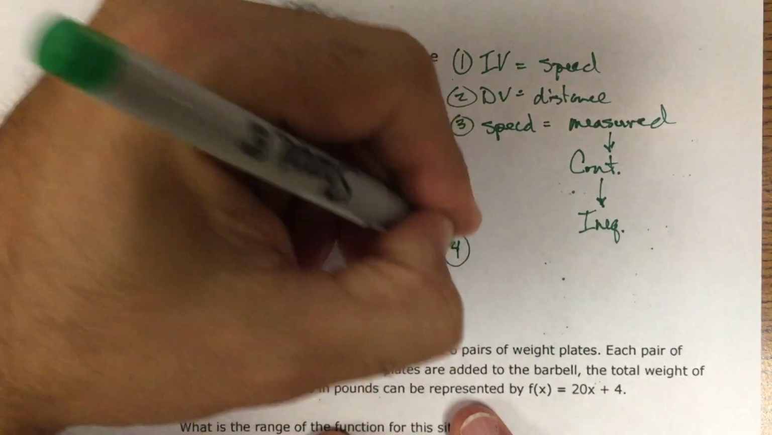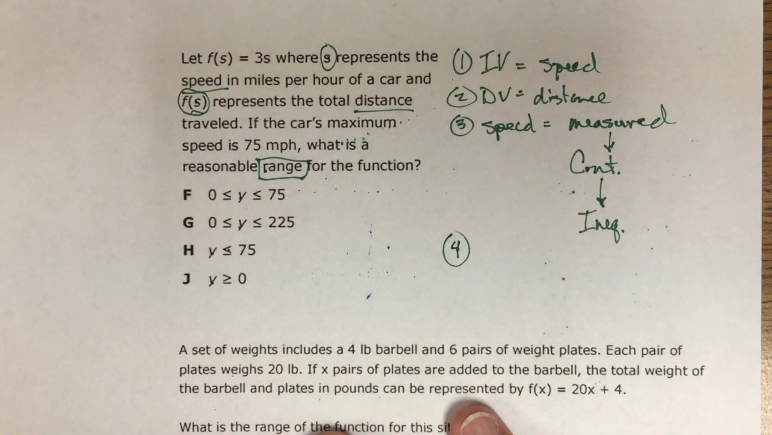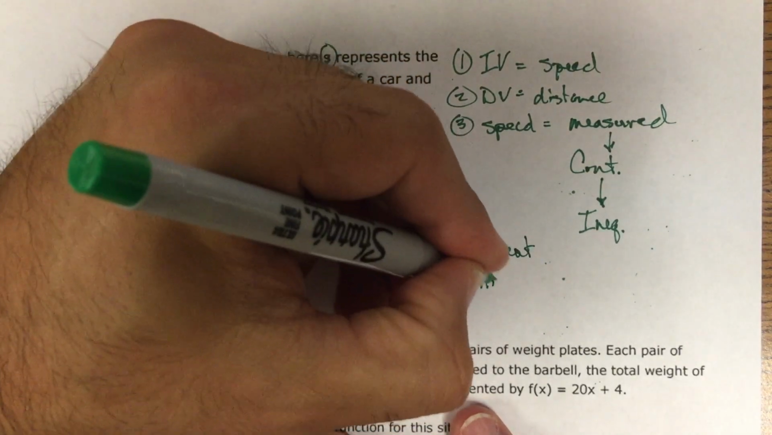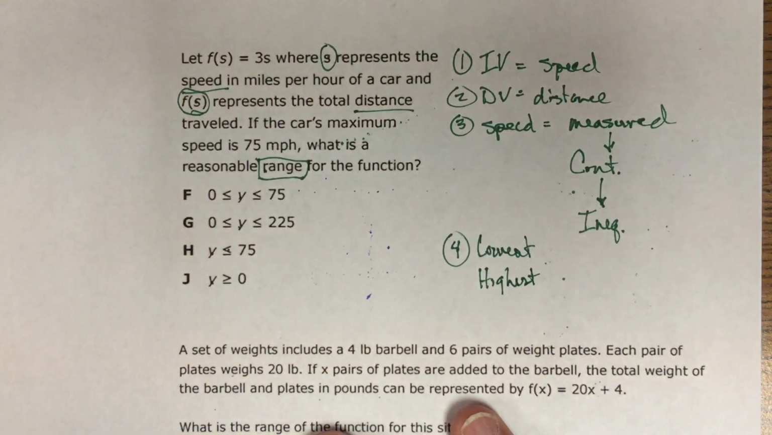Now the 4th step is what numbers make sense. What's the lowest number that makes sense, and what's the highest number that makes sense? What's the slowest speed you can go? Just think about this for a second. Can you go negative speed? Can you go negative miles per hour? I mean, your car can go backwards, but you're still going like 6 miles an hour when you go backwards. It's not negative. So the lowest miles per hour that you can go is 0. Okay, well, what's the highest miles per hour you can go?